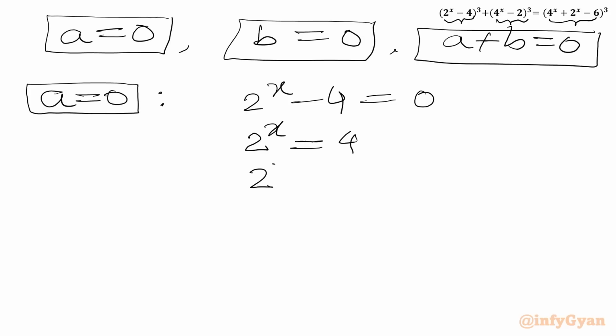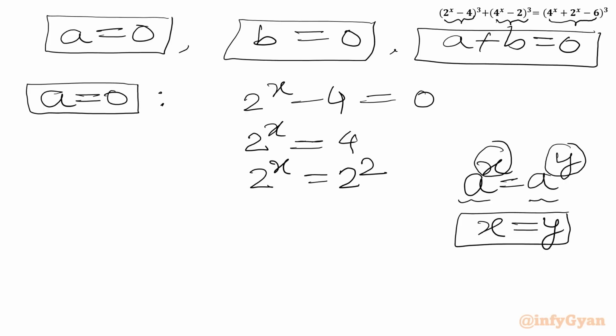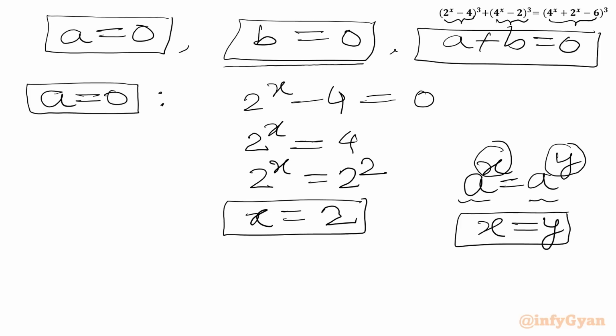Now we know that 4 is 2 squared, so we can write 2^2. Now if a^x equals a^y, the bases are the same, then we can conclude the powers must be equal to each other. Using this exponent law, I can write our solution x = 2. First real solution.